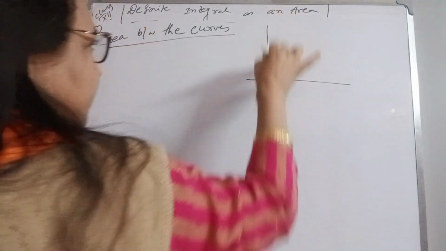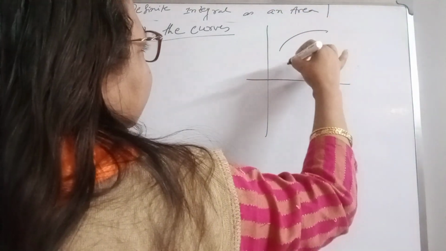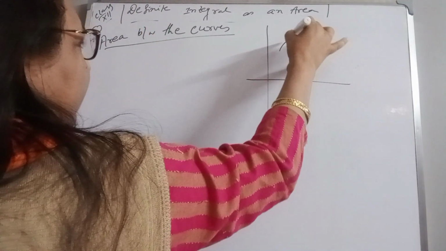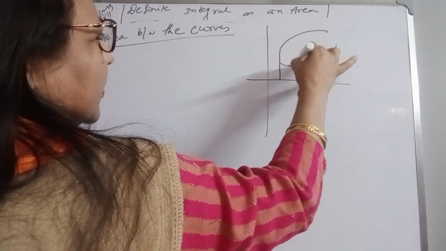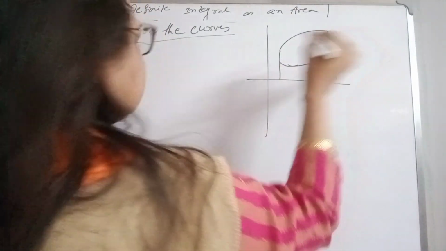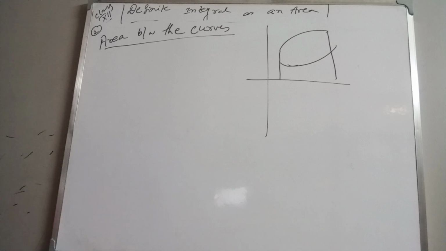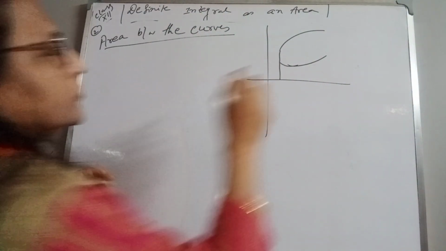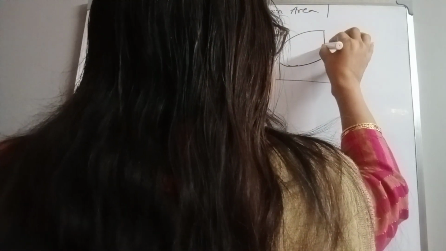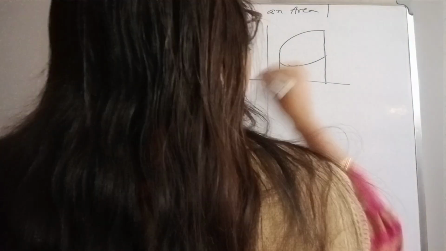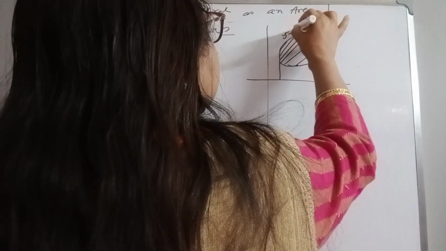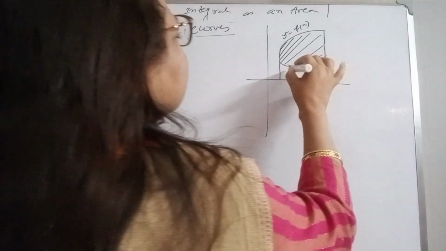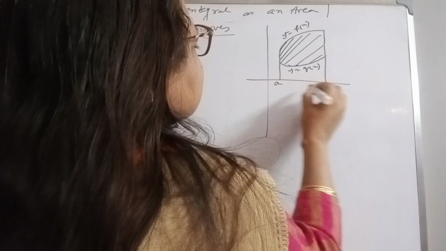That means if the question is, this is one curve, and this is another curve, and we are to find the area between these curves, what we will do? Simply we will draw perpendiculars. Okay, so this area we have to find. Say this curve is y equals f(x), and this curve is y equals g(x), and the region is a to b.